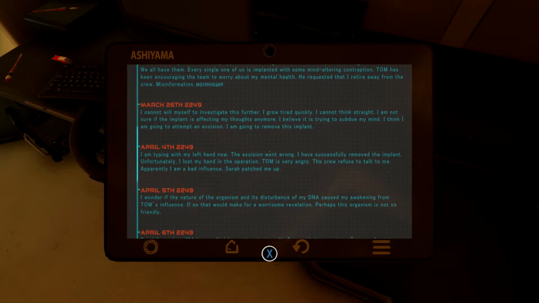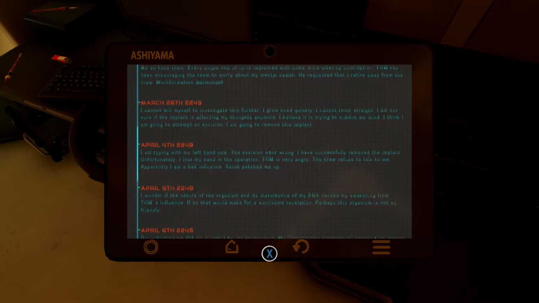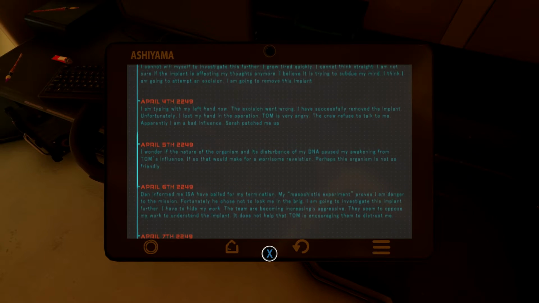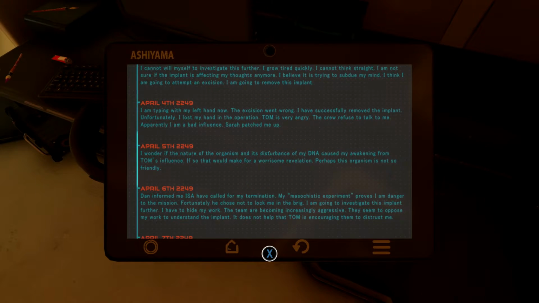I cannot will myself to investigate this further. I grow tired quickly. I cannot think straight. I am not sure if the implant is affecting my thoughts anymore. I believe it is trying to subdue my mind. I think I'm going to attempt an excision. I am going to remove this implant. I'm typing with my left hand now. The excision went wrong. I've successfully removed the implant. Unfortunately, I lost my hand in the operation.